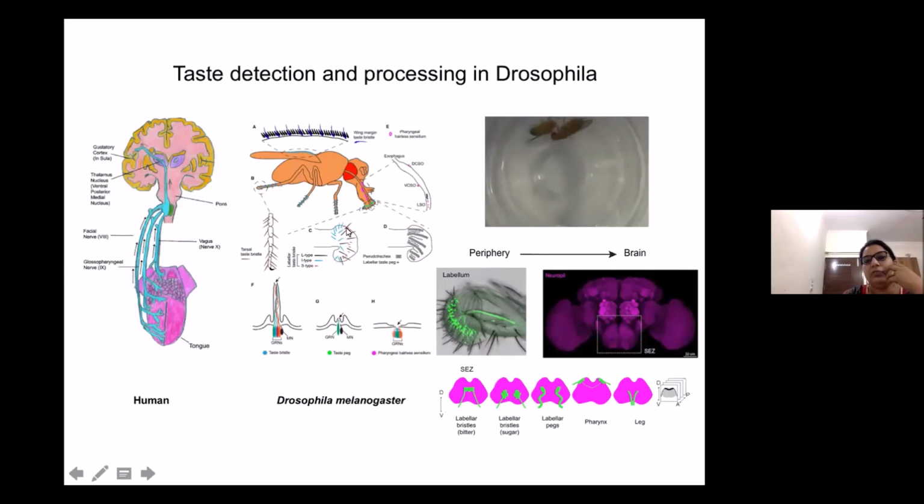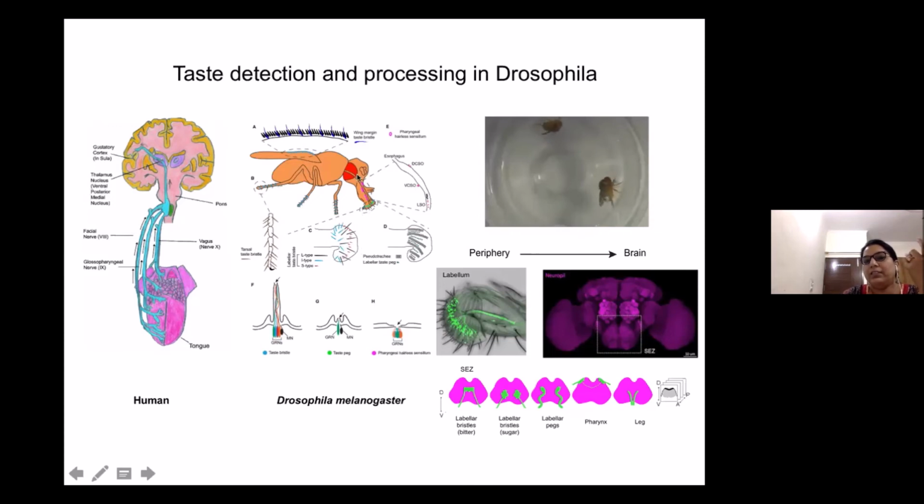But in the case of Drosophila, which is a model of our choice, which you can see here, there are sensory neurons present on different taste organs. These taste organs are the labellum, legs, genitalia, and the wing margins. And all these taste organs have small hair-like structures. We call them taste sensilla, where you can see these sensilla house gustatory neurons inside them.